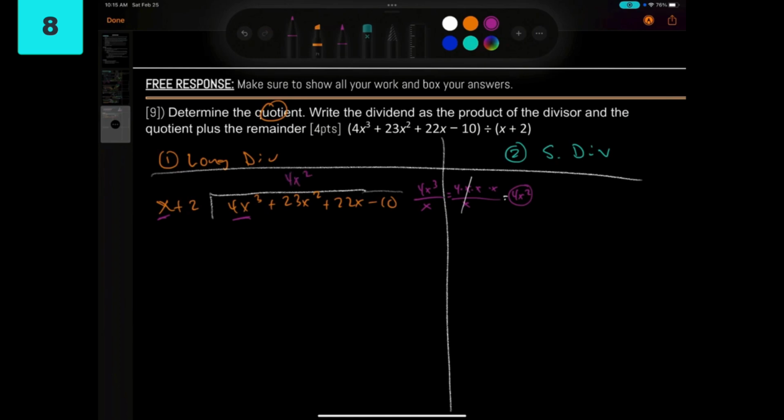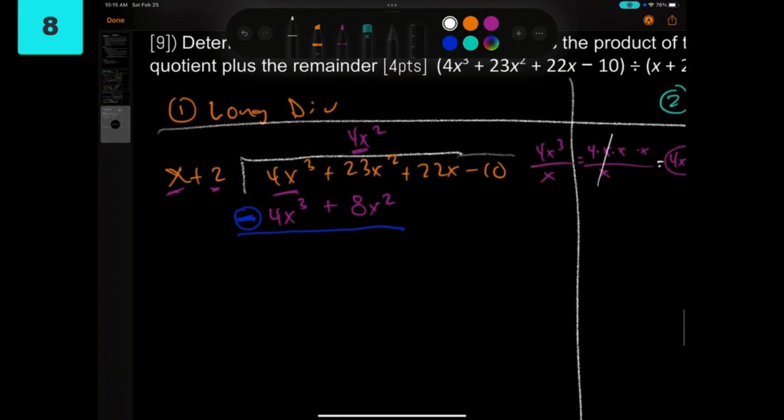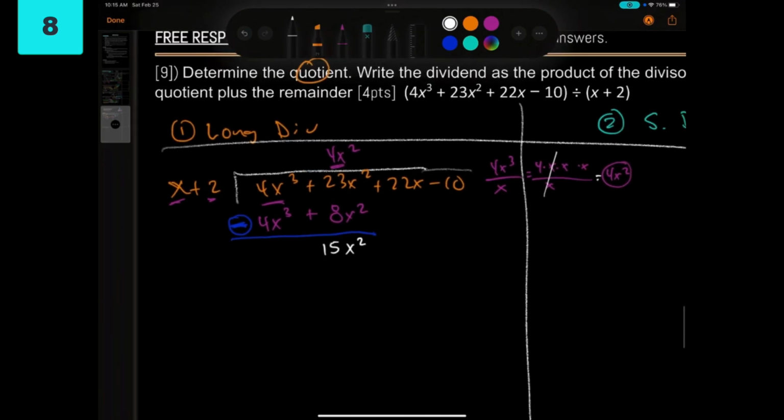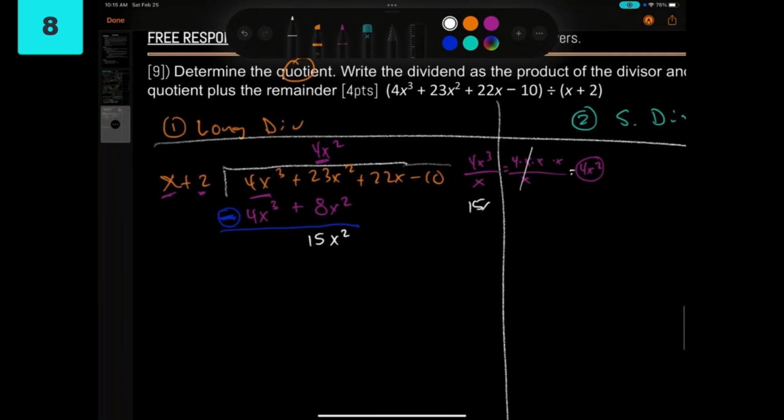Then we're going to multiply. So 4x squared times x is 4x to the third. And 4x squared times 2 is going to give me 8x squared positive. All right, here's the tricky part. You're going to have to be subtracting. So if I subtract 4 minus 4, I get 0. 0x to the third, I'm not going to write down. And then 23 minus 8 is 15. 15x squared. I'm going to take 15x squared and divide it by x.